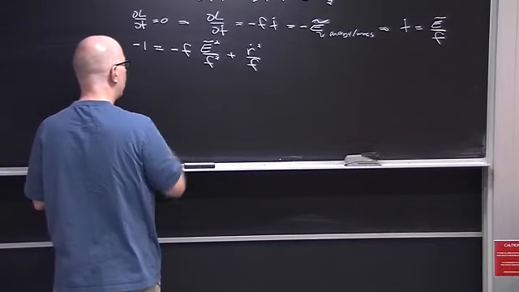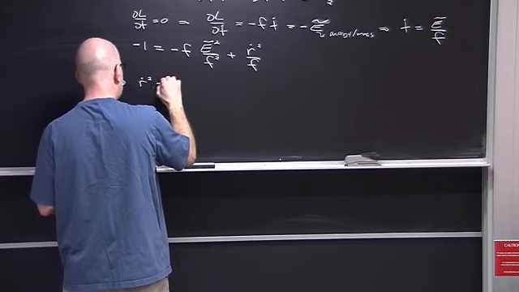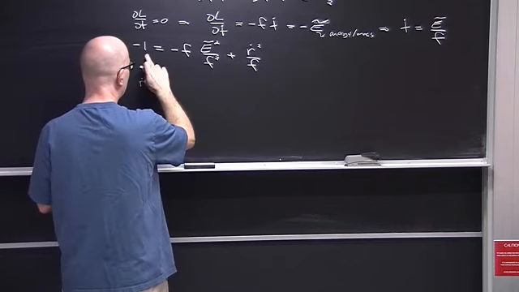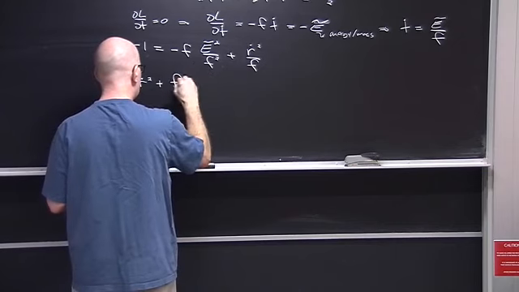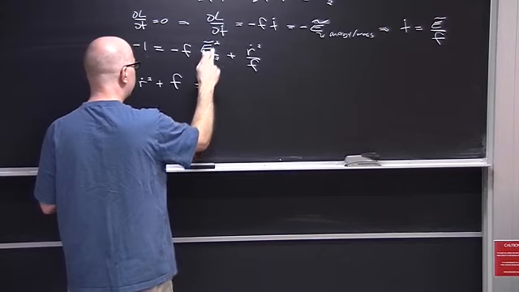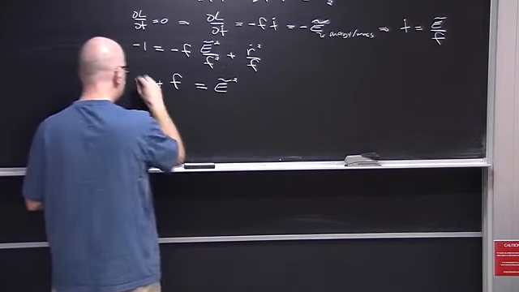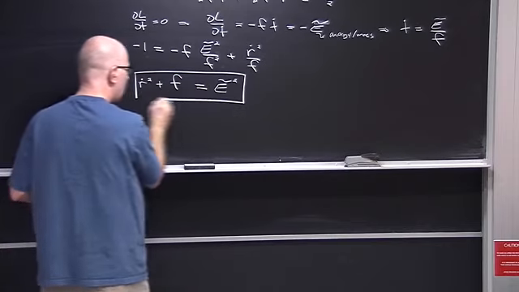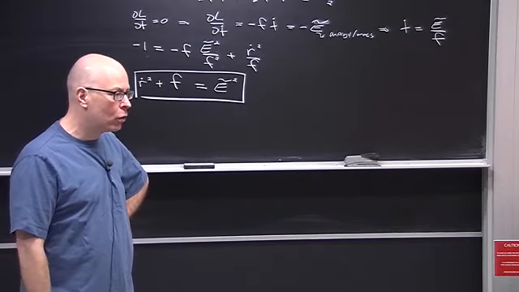So here we have a 1 over f factor that's common to both factors. So we have r dot squared. I'm going to throw this over to this side. I'm going to get a plus 1 multiplied by f. And I'm going to throw that over to the other side, and I've multiplied by f. So I get E tilde squared. So that's my energy equation for the radial coordinate.